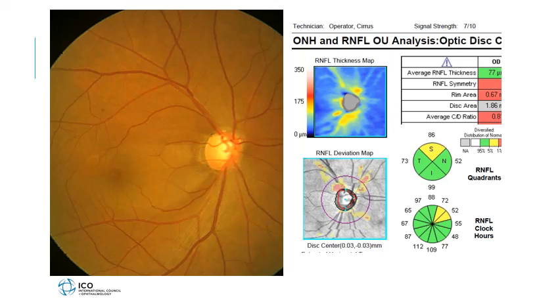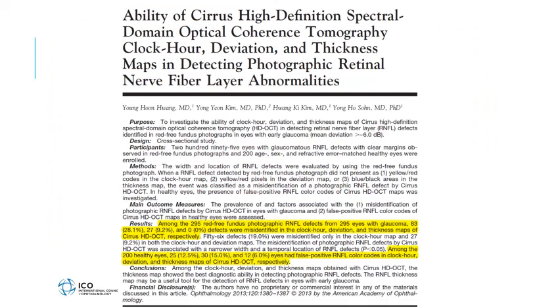the clinical photograph. A relatively recent study evaluating the different maps on the ONH and RNFL report of Cirrus HD-OCT found that the chance of missing a retinal nerve fiber layer defect found on optic disc photographs was maximum with the clock hour maps and minimum or none with the RNFL thickness map.